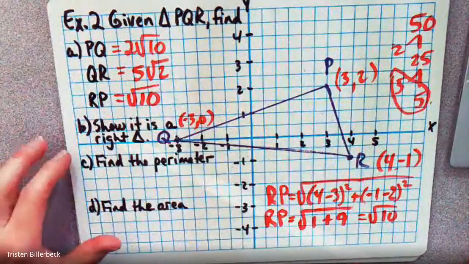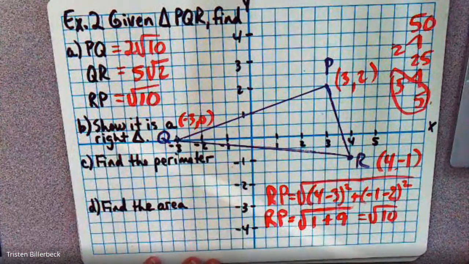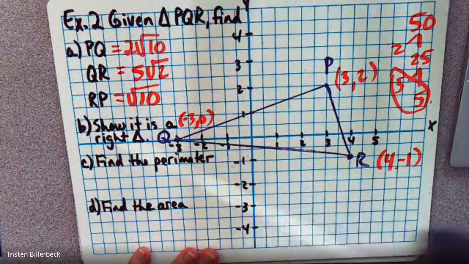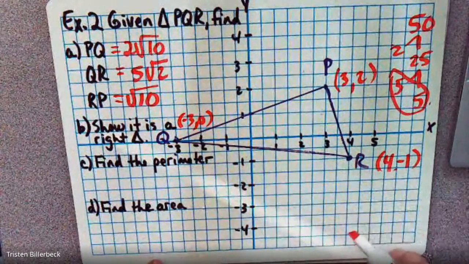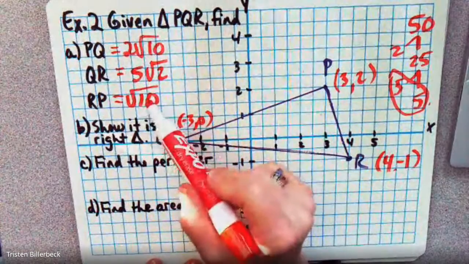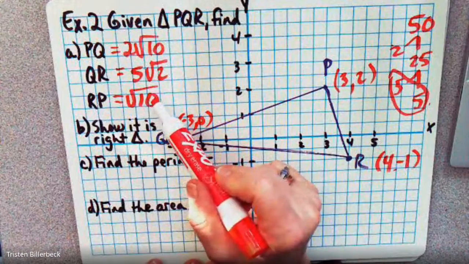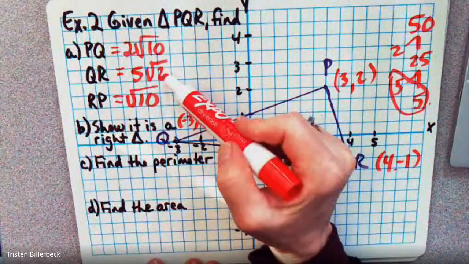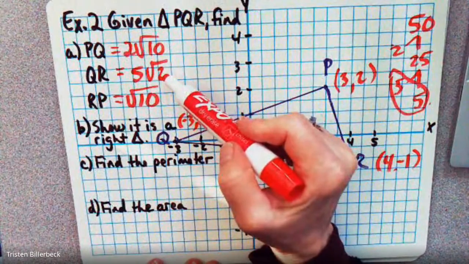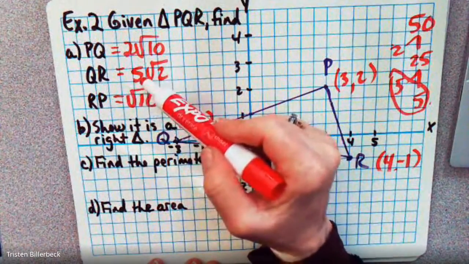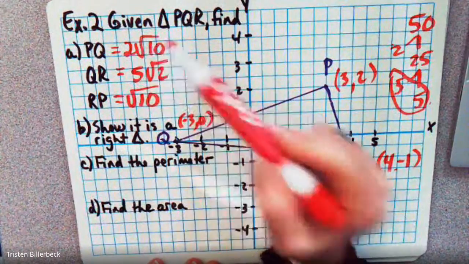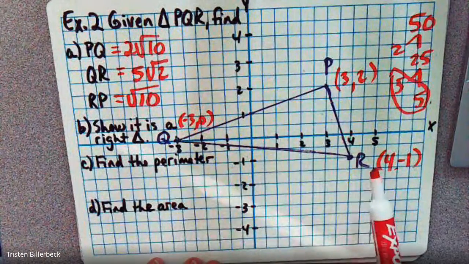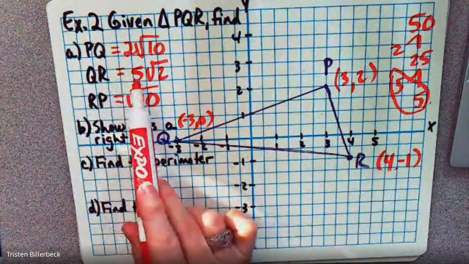All right, so it says show it's a right triangle. Well, now we have to do a squared plus b squared equals c squared. So let's say square root of 10 is close to 3. So this is close to 6. And square root of 2 is 1.2-ish. So that's close to 6 too. So when we look at the drawing, we see QR is the longest. So this must be the biggest one.